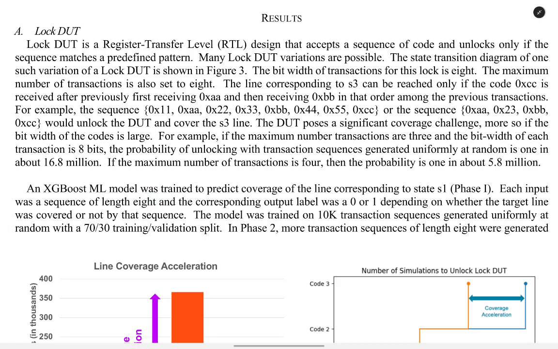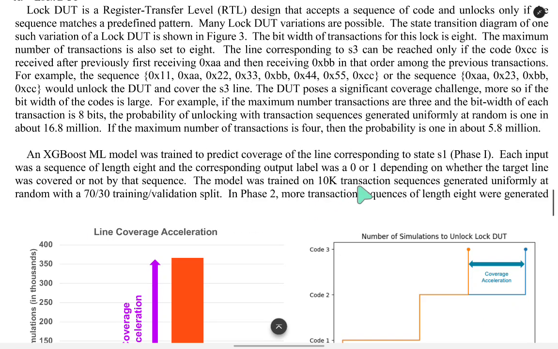Each input was a sequence of length 8, and the corresponding output label was 0 or 1, depending on whether the target line was covered or not by the sequence. The model was trained on 10 kilo transition sequences generated uniformly at random, with a 70/30 training-validation split.